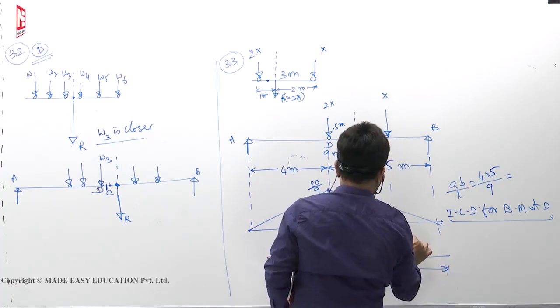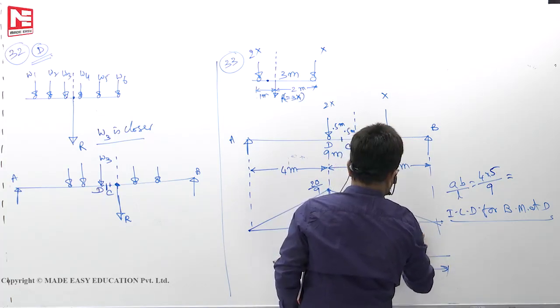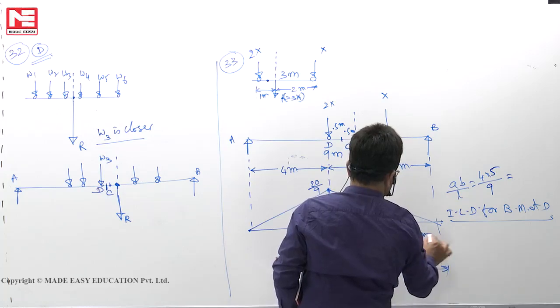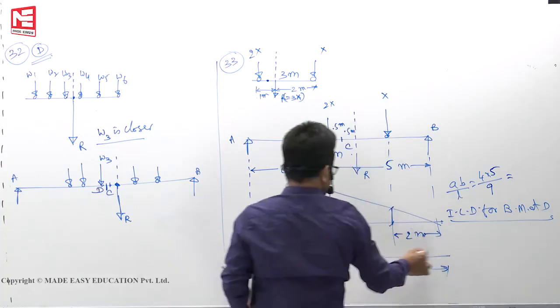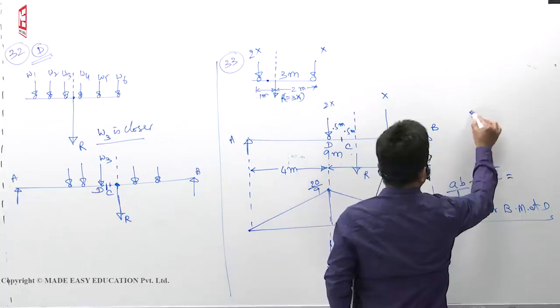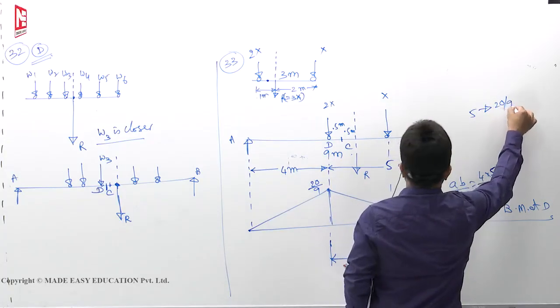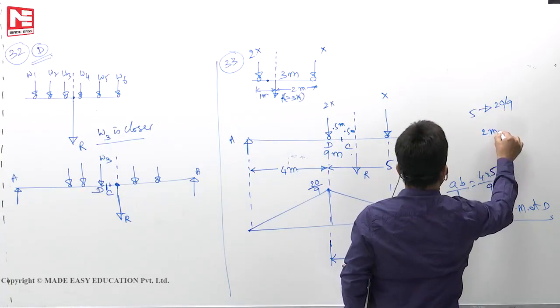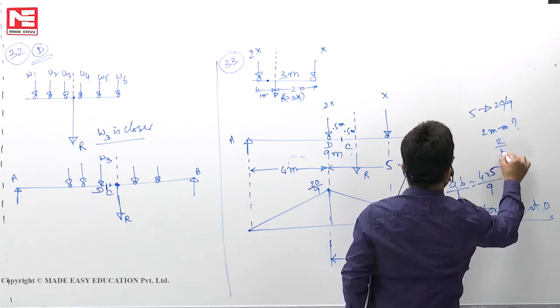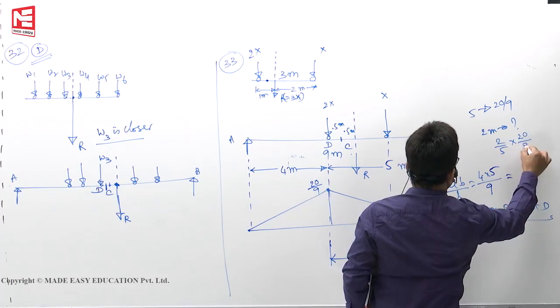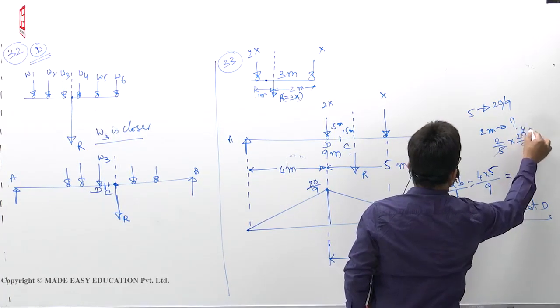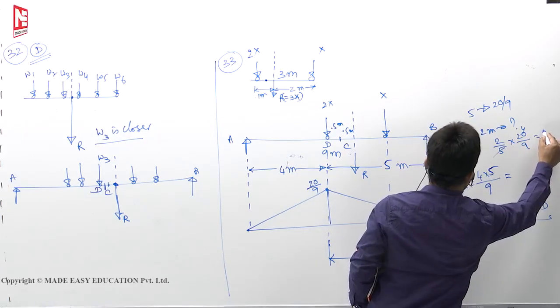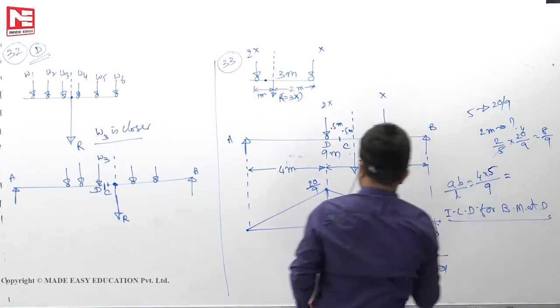5 meters, 3 meters. 3 meters gone, 2 meters. So this is for 5 meters, 20 by 9. Then for 2 meters how much? 2 by 5 into 20 by 9. So 5 fours. So you will get 8 by 9.